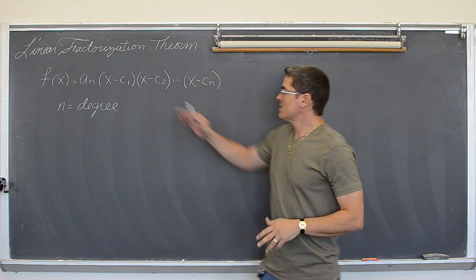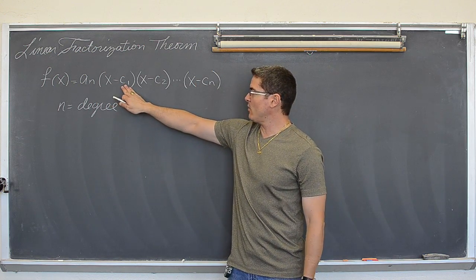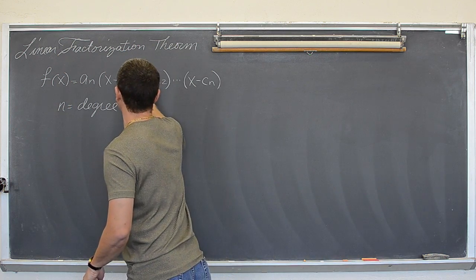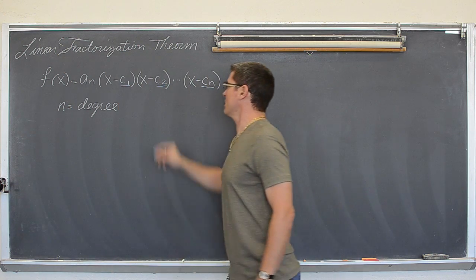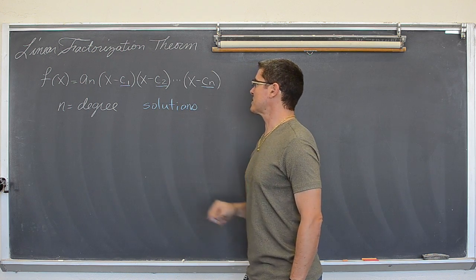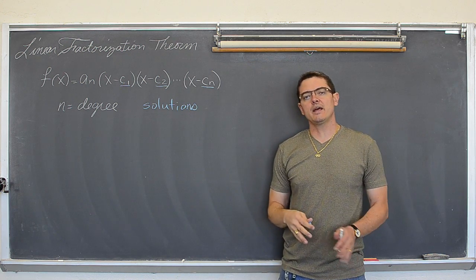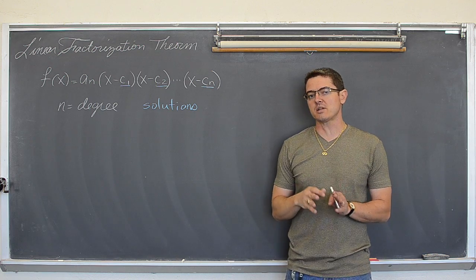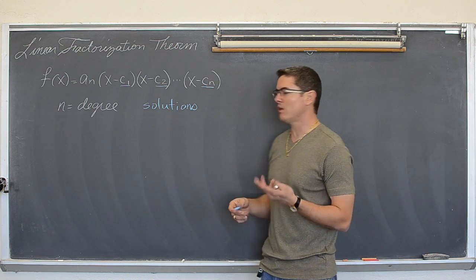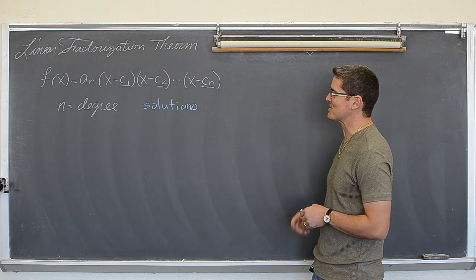n is. So now, what are these c sub 1, c sub 2, and c sub n? These are your solutions. Those solutions that they give you will be, again, either real solutions, those are x-intercepts, or imaginary or complex solutions, which, well, I just said it, are your imaginary solutions.